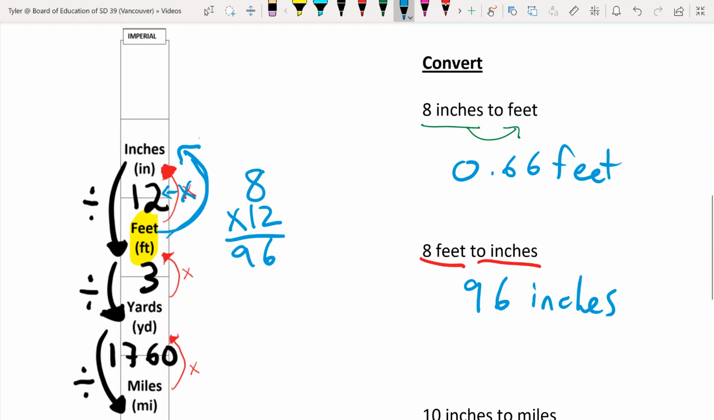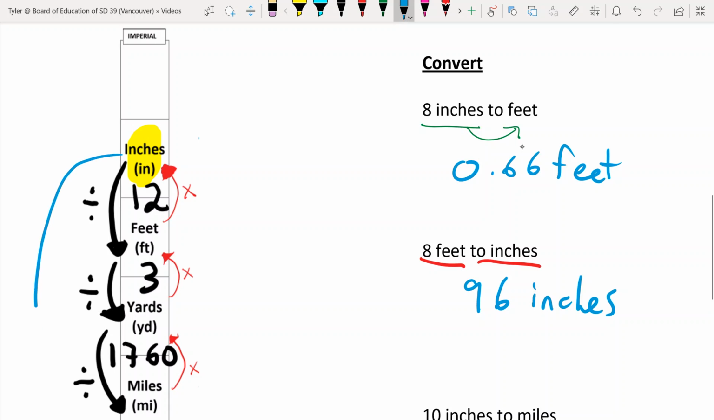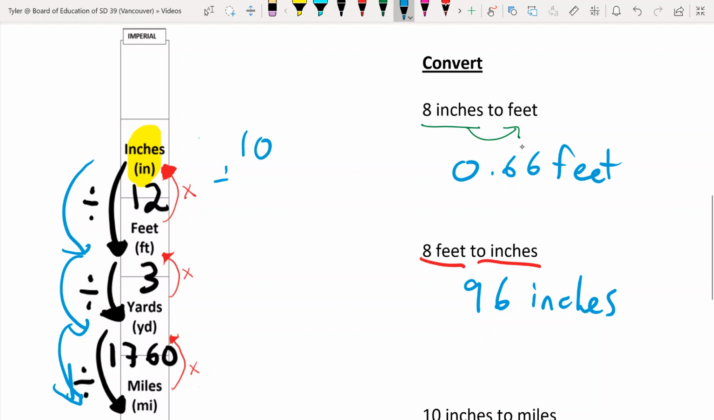That's it. Let's do another one. This one's a little trickier. It says 10 inches to miles. So for this one, we start at inches and we have to work our way all the way down to miles. So we need to do it as 3 steps. 1, 2, 3. Okay, so first I start with my 10 inches, and then I have to divide by 12.